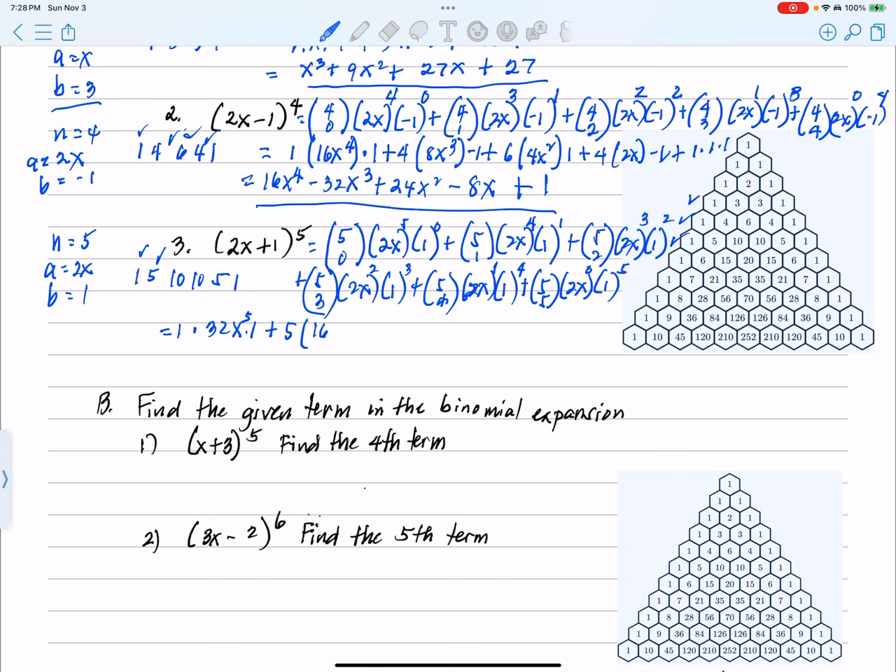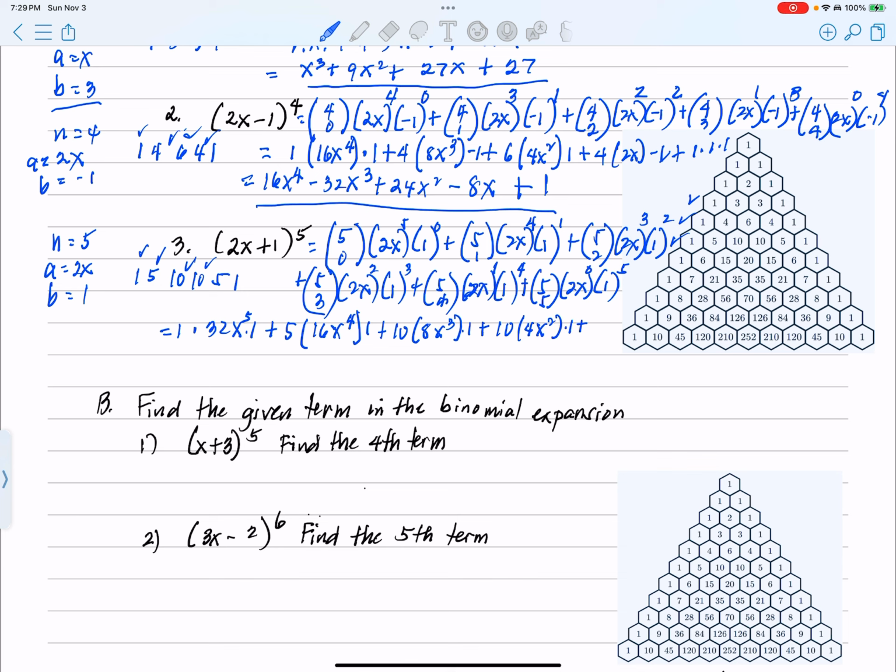Okay, x to the 4th times 1. Then 5 choose 2, that's 10. 2 to the 3rd, it's 8. x to the 3rd times 1, plus 5 choose 3, that's 10. 2 squared, it's 4. x squared times 1.